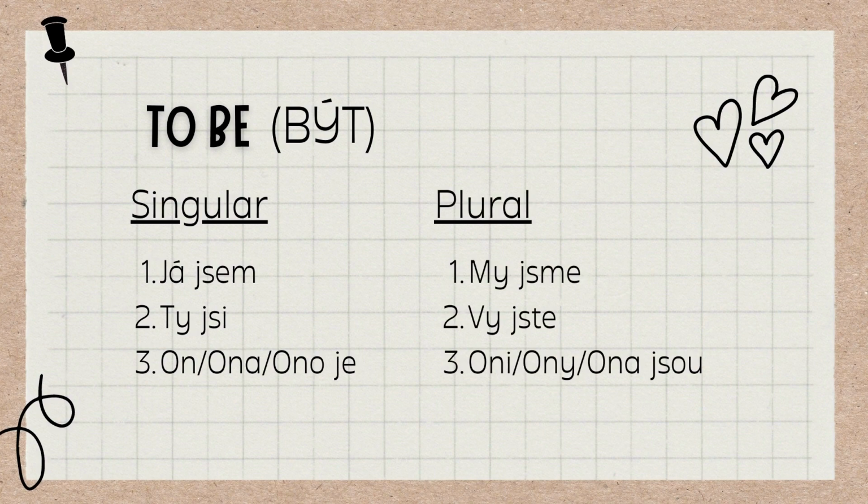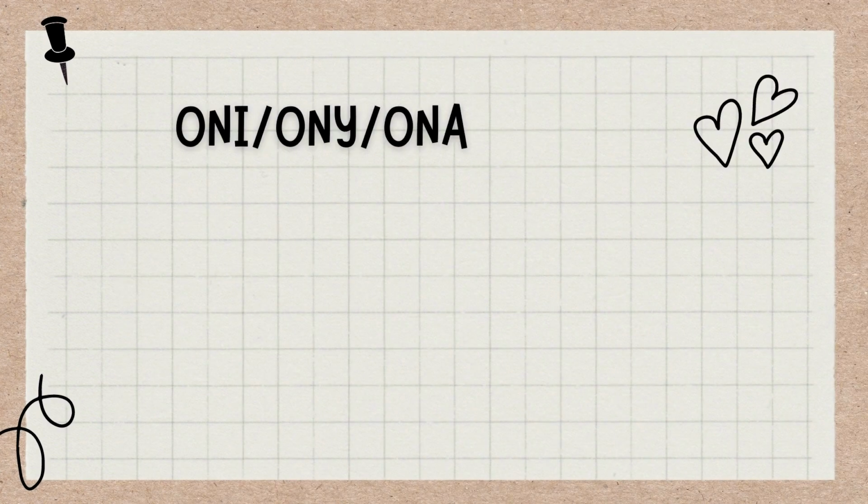Now the plural number. My jsme, vy jste, oni jsou, oni jsou, ona jsou. My jsme is we are, vy jste is you are, and oni or oni or ona jsou is they are. Now the third person might look a bit confusing. I'll try to explain it.